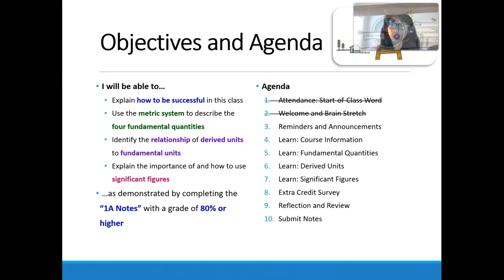So our agenda, we already did our reminders and announcements. So we're going to go ahead, we're going to go over course info, fundamental quantities, derived units, significant figures. I'll talk about the extra credit survey briefly.